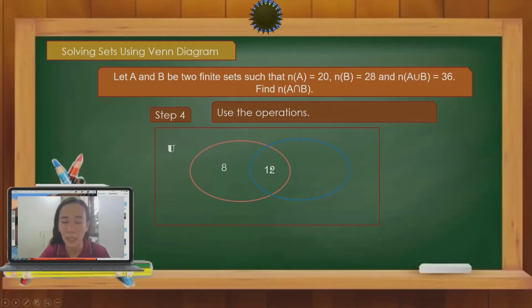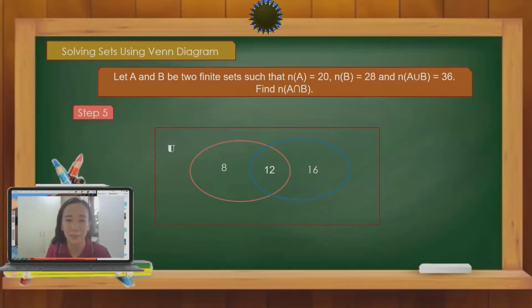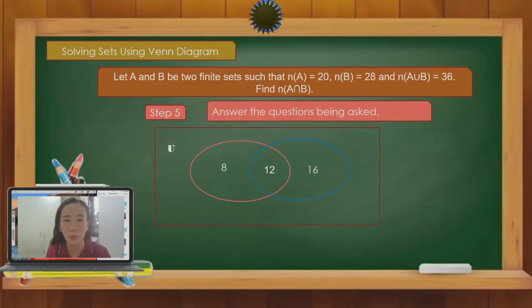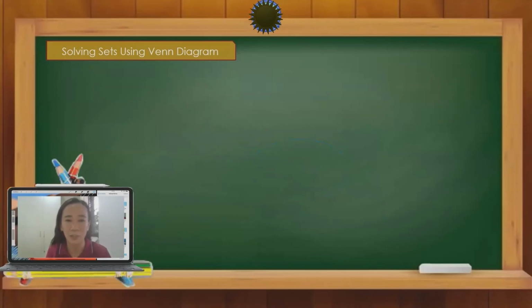And how about the cardinality of B? It should be 28. Since we already have 12 here, then the remaining is 16. So 12 plus 16 is 28. The union of A and B is all the elements of A and B. So that will be 8 plus 12, 20 plus 16, 36. Then it means we are correct. So step 5, answer the questions being asked. Find the intersection of A and B, and it is equal to 12.